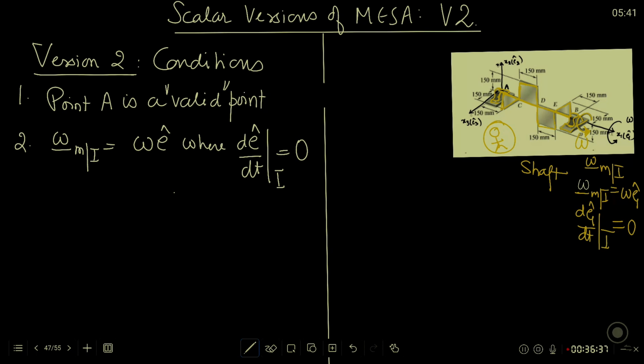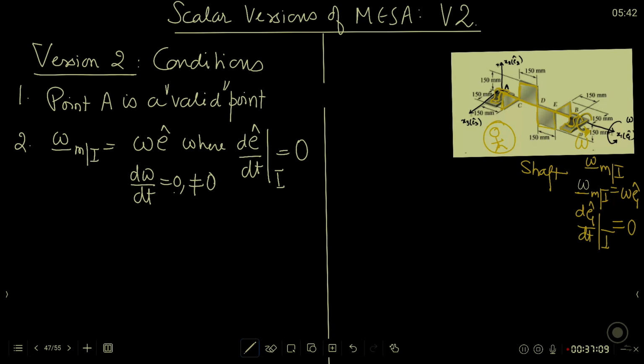And note, here I am not saying that d omega dt is 0. I am not saying that. It may be 0, it may not be 0. The scalar part may or may not be 0. But the direction of the angular velocity is definitely not changing. Okay? So this is the second condition. Only when these conditions are applicable, we will use what we are going to derive.